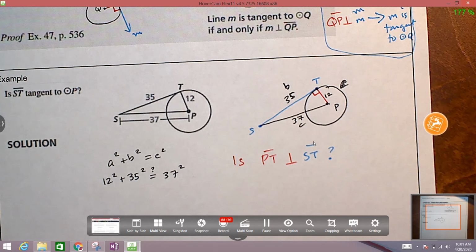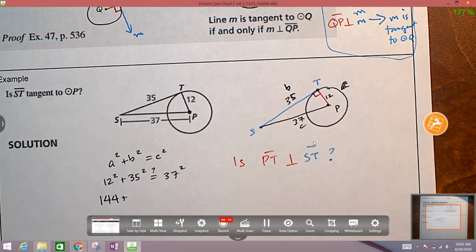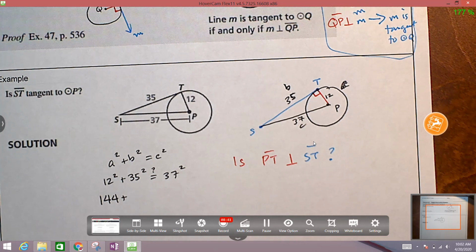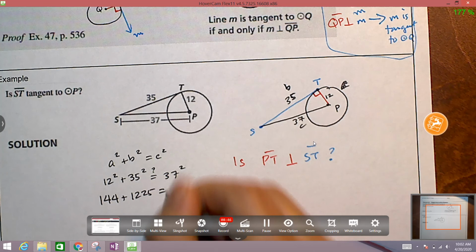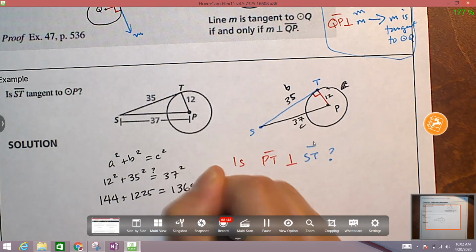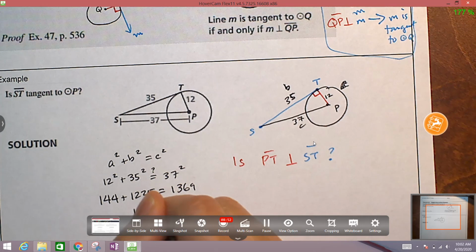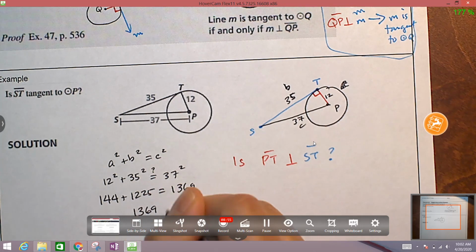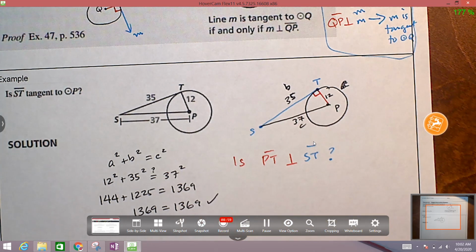So now when we're solving this, we're just going to use our calculator. And we know that 12 squared is 144. We know that 35 squared using our calculator is 1225. And does that equal 1,369? Well, using our calculator again, or just adding, we can see that this is 1,369. And that indeed is equal to 1,369.